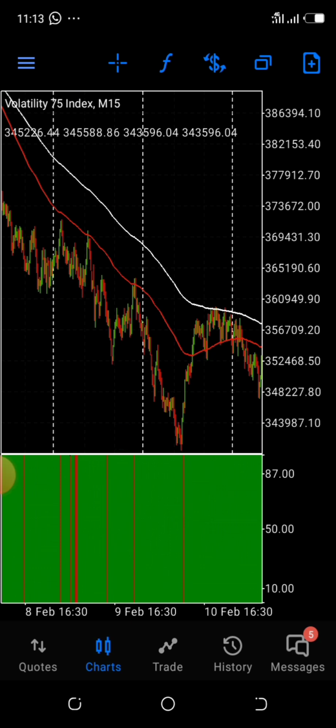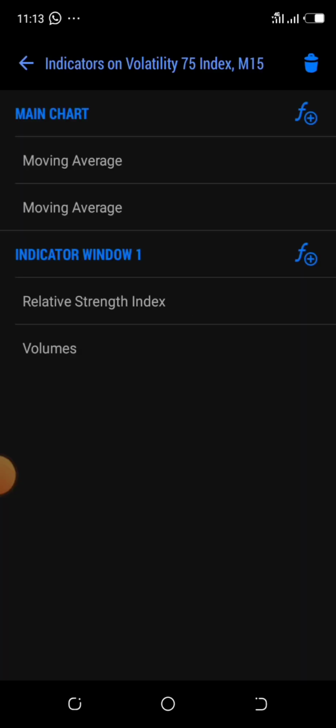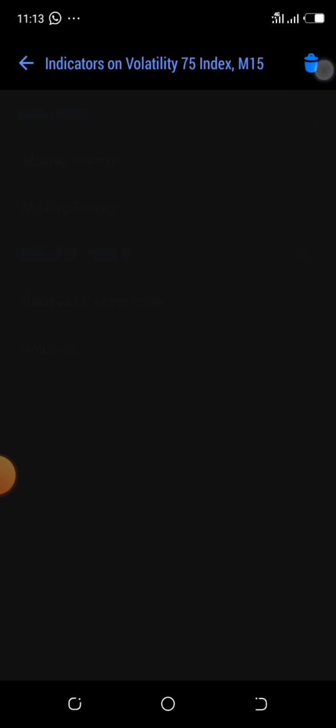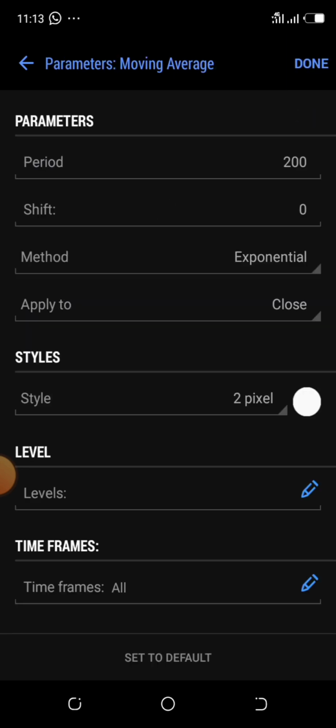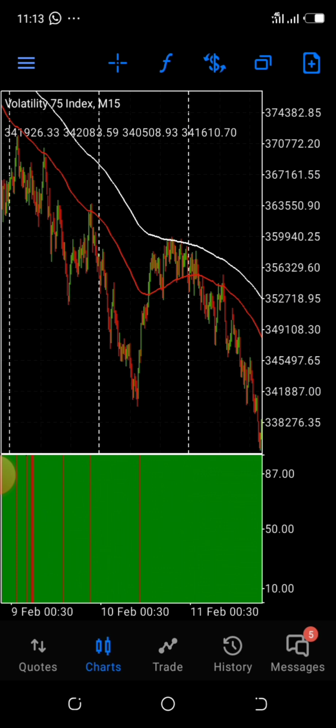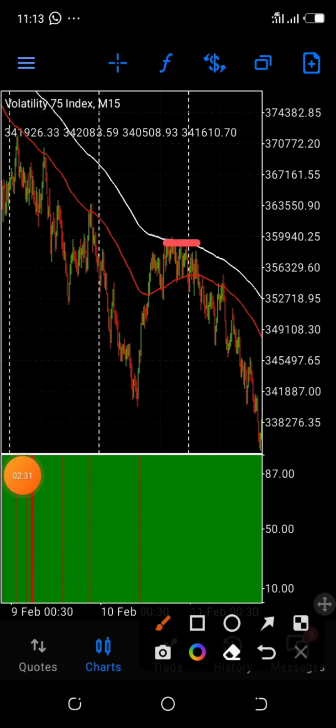By the way, let me give you the settings for the moving averages. This is moving average one: period 100, method exponential, applied to close. The color for the moving average 100 is red. Then you have the second moving average, which is 200 exponential, and the color is white. Good. Now you go back. Like I said, you enter when price touches the moving average, which is the white one, as you can see.